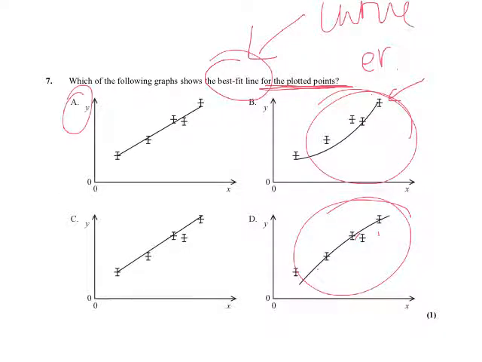So it's either A or C, and as you can see, A is better because it goes through more points and only excludes one, whereas this one is a little bit less accurate. Okay, so the answer is A.